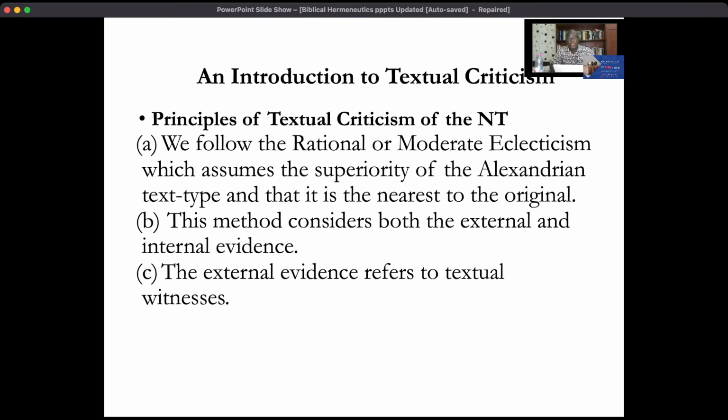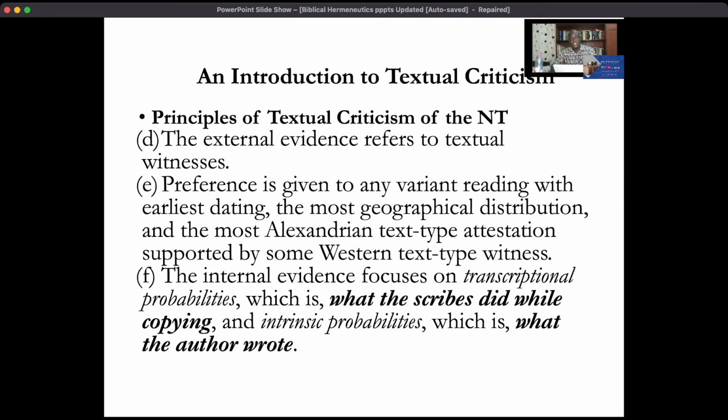Principles of textual criticism of the New Testament. We follow the rational or moderate criticism, which assumes the superiority of the Alexandrian text type and that it is the nearest to the original because of how it was prepared in Alexandria. This method considers both the external and internal evidence. The external evidence refers to textual witnesses. Textual witnesses here, we are looking at manuscripts that support a particular reading, particular text. So the external evidence refers to textual witnesses, as we have said.